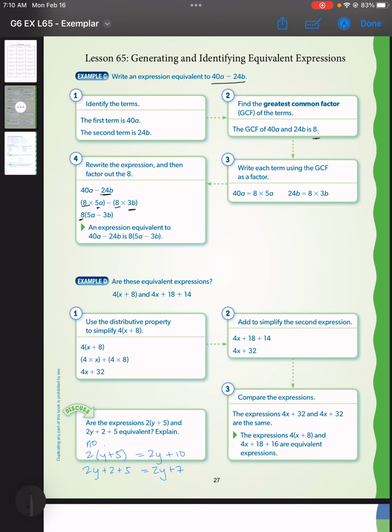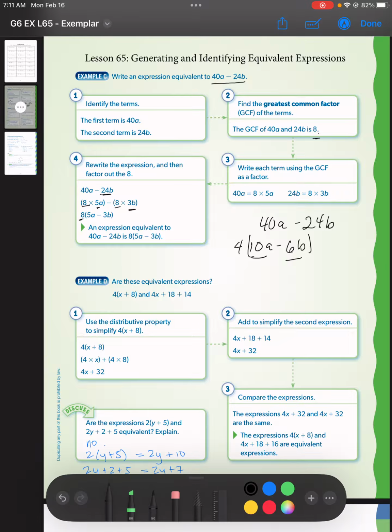Students might get tripped up when identifying the greatest common factor. They might look at 40a minus 24b, and they might say 4 is the greatest common factor. And you can show them that if I pull out a 4, that's going to leave me with 10a minus 6b. And you can ask yourselves, if I look at those two terms, is there still another common factor? Yes. That means I didn't pull out the greatest common factor. So you really just want to make sure kids identify the greatest number.